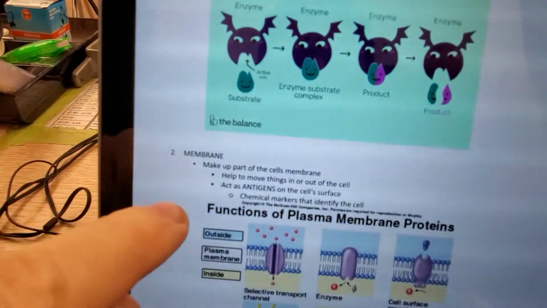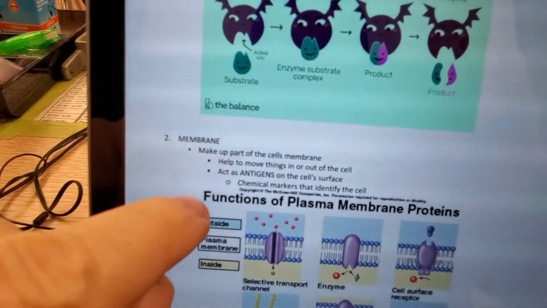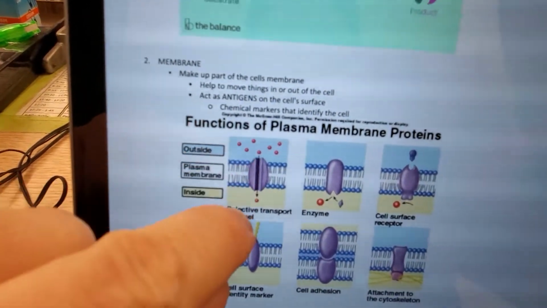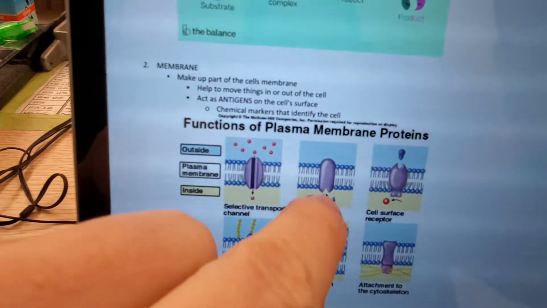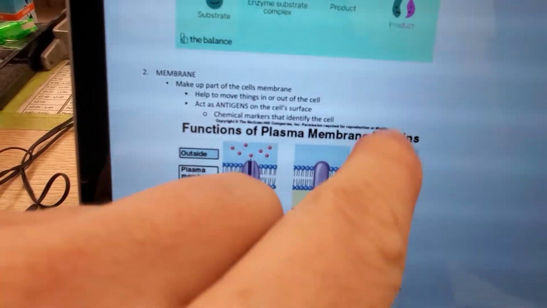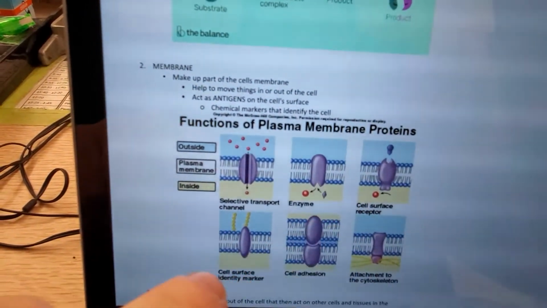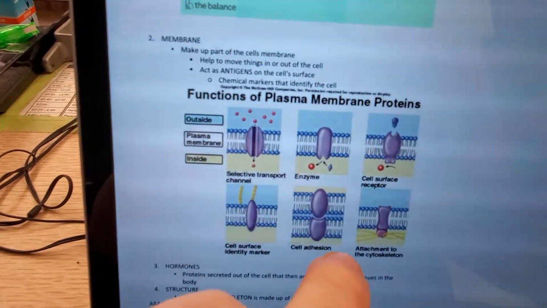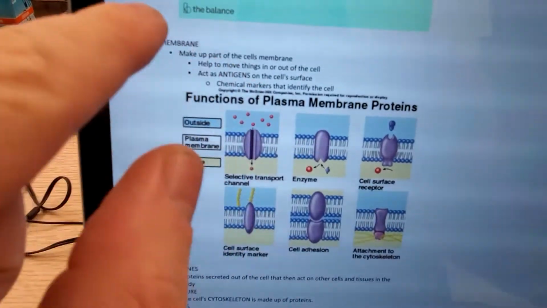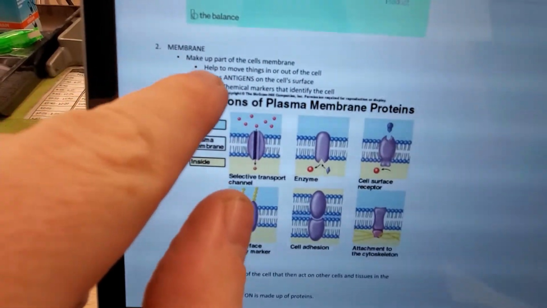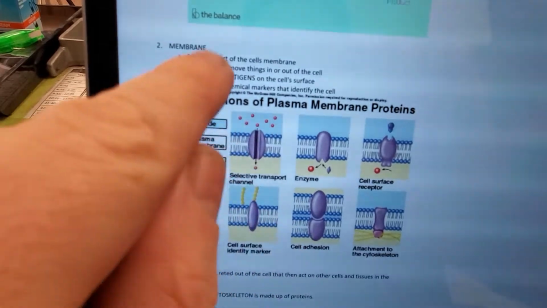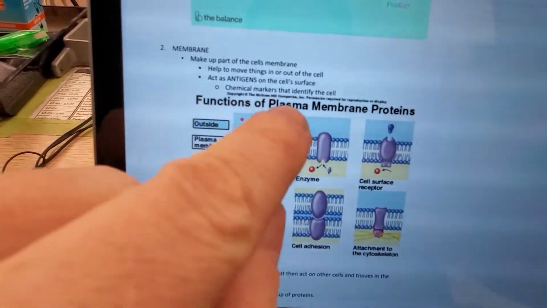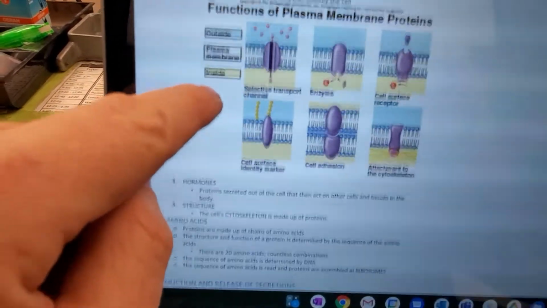You find proteins also in the membrane. There are all these things that proteins can do. They can let things in. They can cut things up at the membrane. They can act as cell surface receptors, so they identify certain cells. You don't have to know the details of all these things. Just know that they're in the membrane. They make up parts of the membrane, they help move things in and out of the cell, and act as antigens on the cell surface. So they're like chemical markers that identify cells.